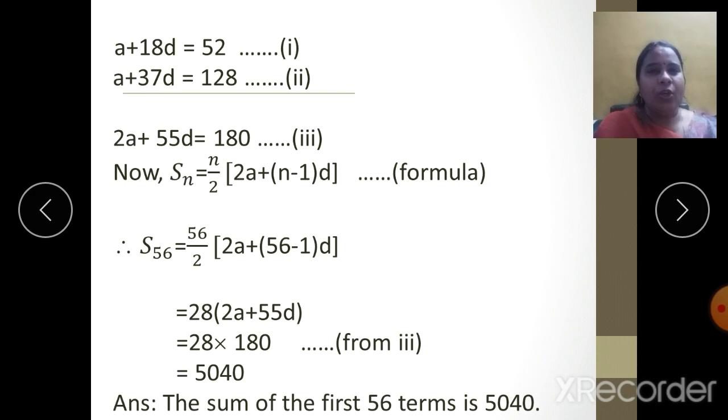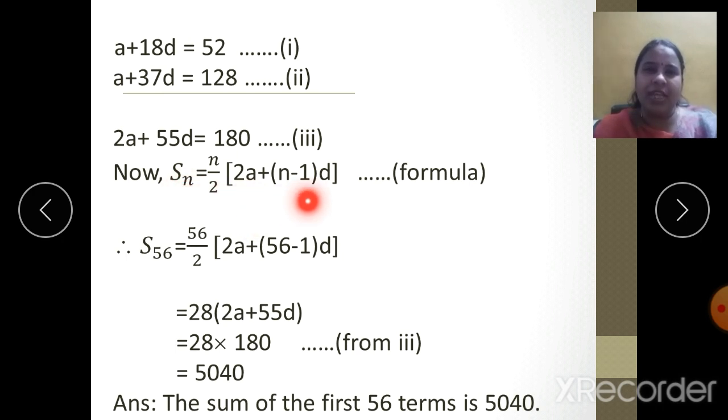So we will get 2a plus 55d is equal to 180. Nothing can be taken common here as 55 is not divisible by 2. So we get 2a plus 55d is equal to 180. Number it as equation number 3. Now we want the sum of 56 terms. Again we will use the formula Sn is equal to n upon 2 into 2a plus n minus 1 into d. Now what we know in this is that n is 56, correct?